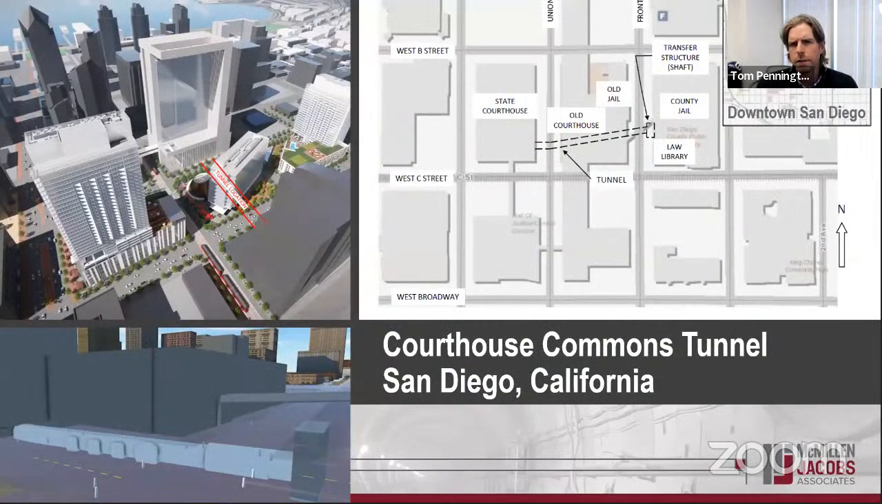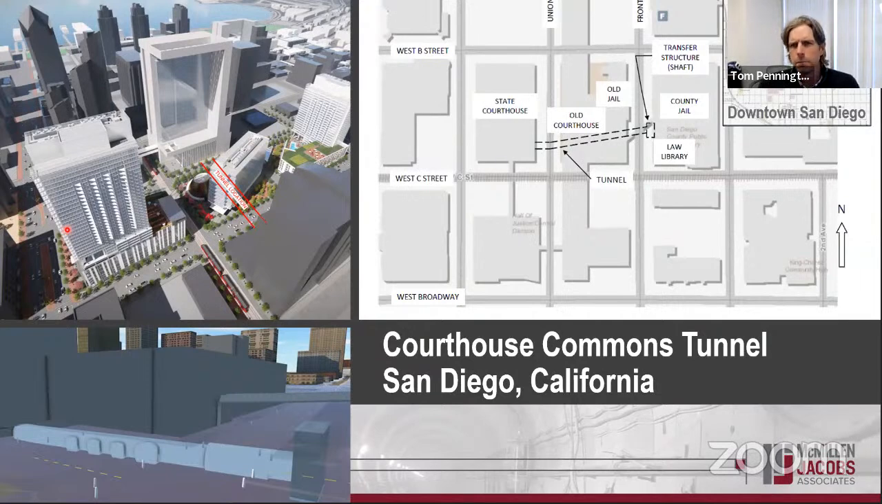Okay, so into our project here. The project is the Courthouse Commons Tunnel project located in downtown San Diego. The intent of the project is basically to provide access between an existing jail and a new courthouse that was recently built in downtown San Diego. Currently, there is no tunnel. There is a lot of personnel that needs to be transferred between the two structures, and currently that's done by bus generally. So the purpose of the tunnel was basically to connect the two structures and to eliminate the extra mode of transportation to get personnel from one structure to the other.